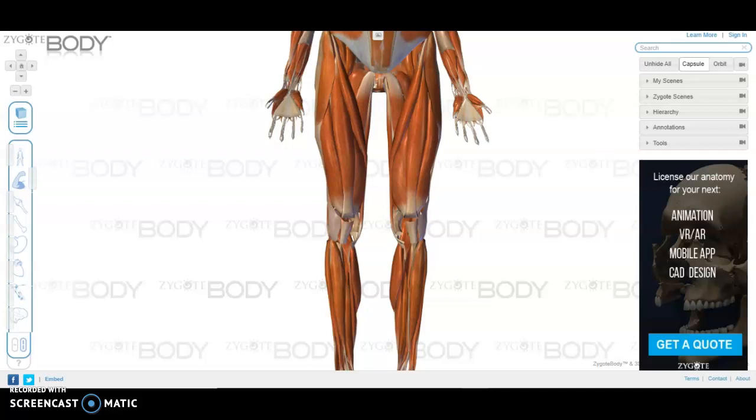This video is for the A&P Lab Module 5 assignment. The assignment was to visualize and identify 6 of the appendicular muscles and their purposes.